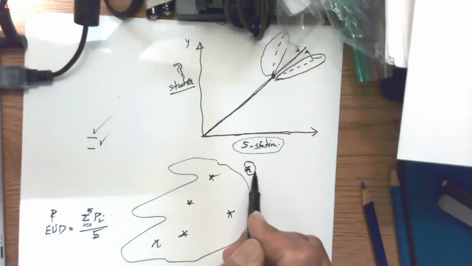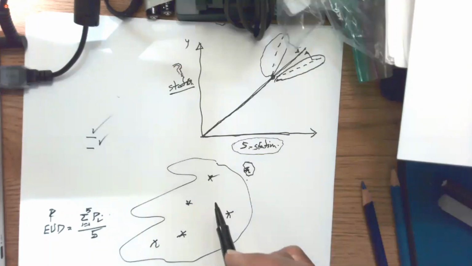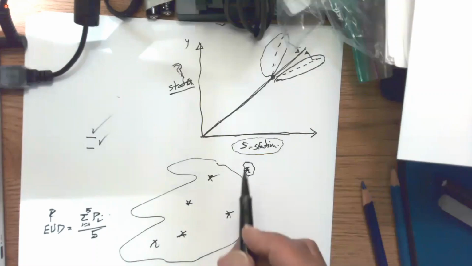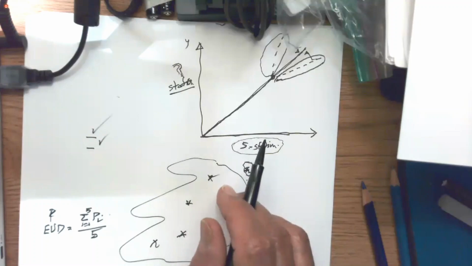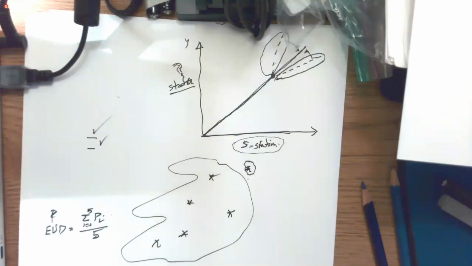You do not take any station outside, even though it is within inches of the boundary. The way the method is defined, we cannot use that outside station. Only inside stations are taken. So that's one method.